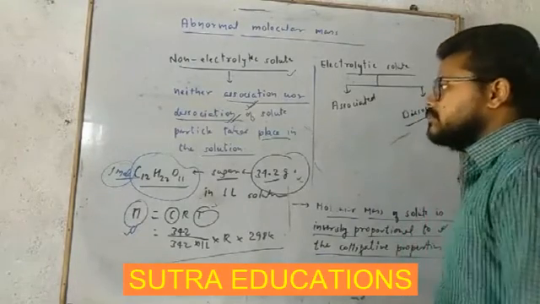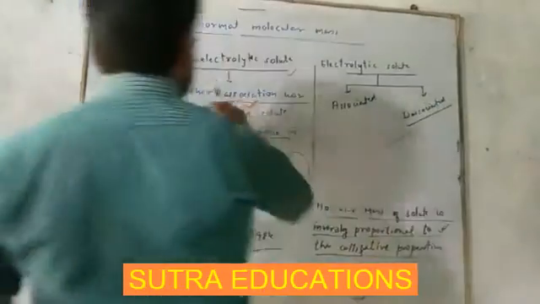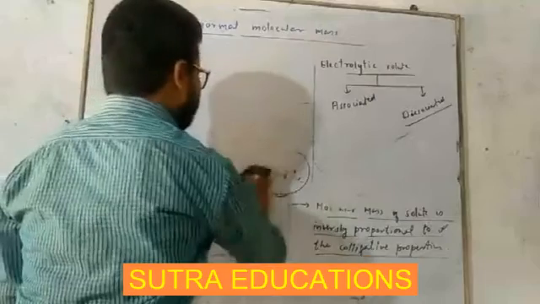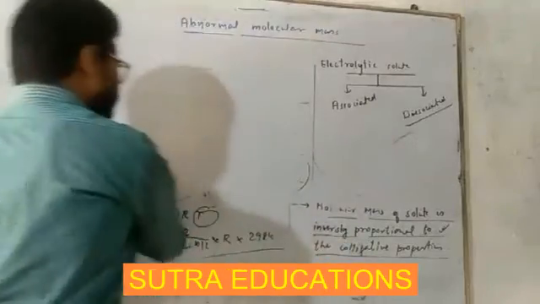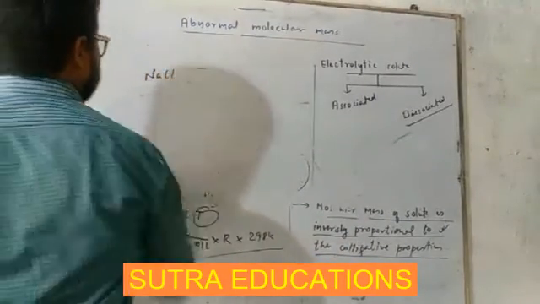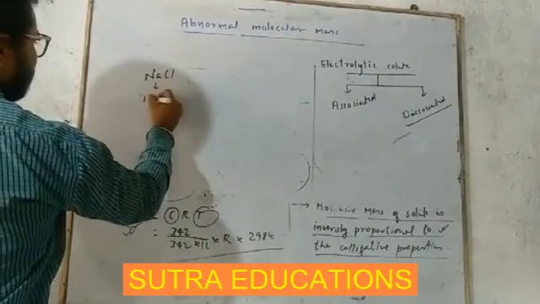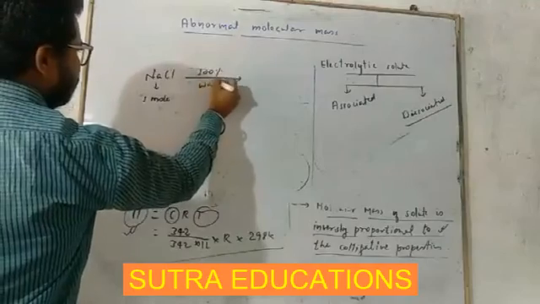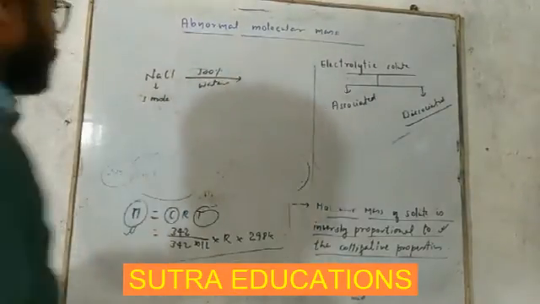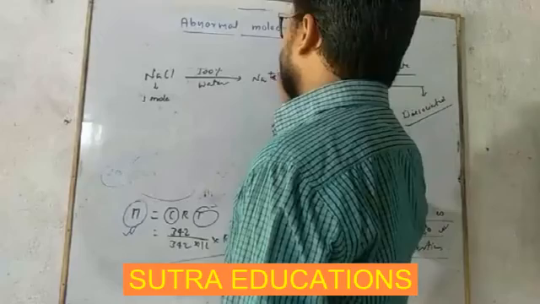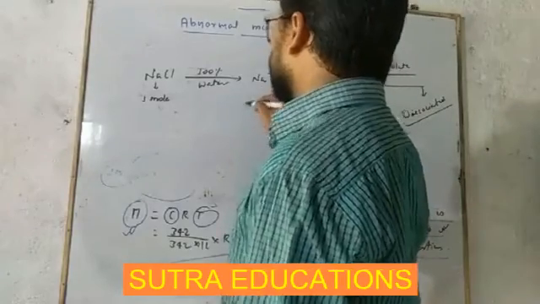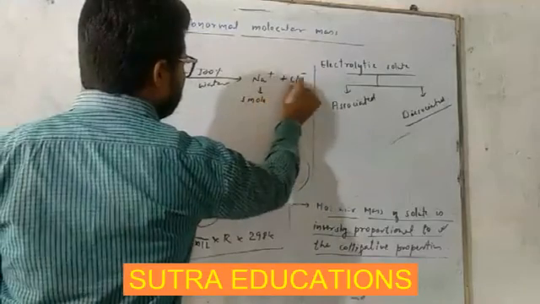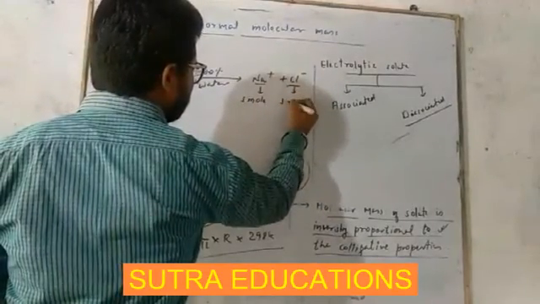In the solution, for example, if it is NaCl, it is an electrolyte. So if you are using 1 mole of NaCl, and if you consider it to be 100% dissociating in water, then what will happen? It will produce Na+ and Cl-. This Na+ means 1 mole Na+, and Cl- means 1 mole Cl-.